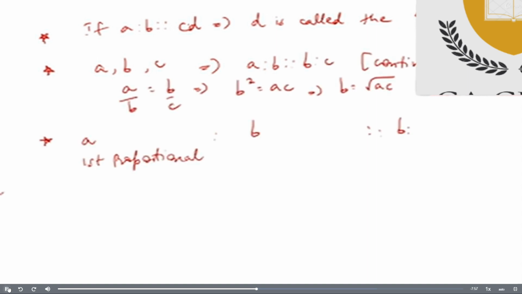There is one more type of proportion which is A, B and C based. So in this case, A is to B proportion, B is to C. A is the first proportional, B is the mean proportional, and C is the third proportional.